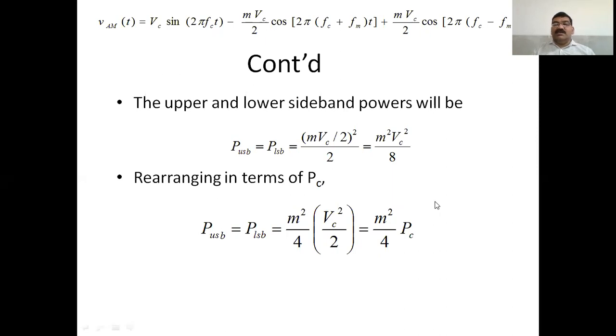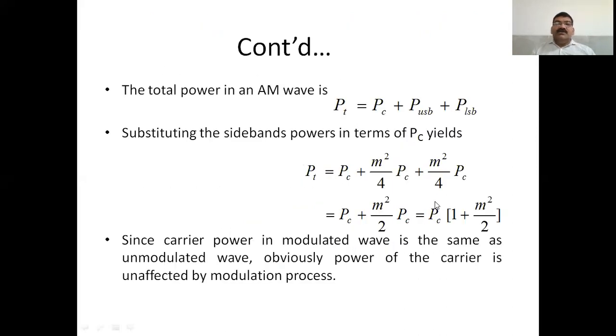Here the formula is also given. Now the total power in the AM wave. Total power is Pc, that is the power in the carrier, plus power in the upper sideband, plus power in the lower sideband. So you just substitute the formula: Pc plus m squared by 4 Pc plus m squared by 4 Pc. So it is Pc times (1 plus m squared by 4 plus m squared by 4), so it becomes m squared by 2. So Pc (1 plus m squared by 2). So this is the formula for the entire power.